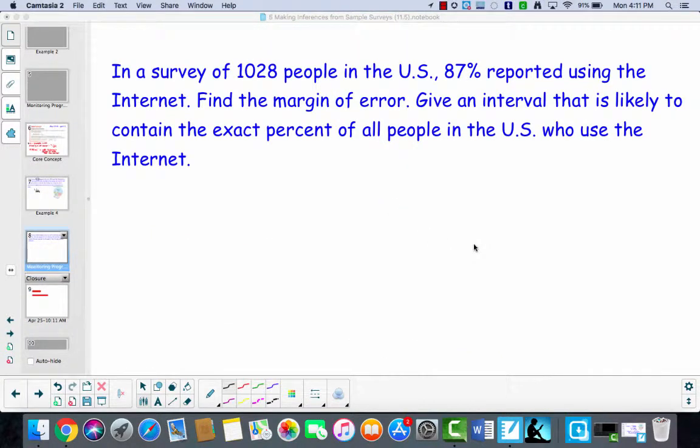Okay, so this next one I want you to try. In a survey of 1,028 people in the U.S., 87% reported using the internet. We want to find the margin of error, and then we want to give an interval that is likely to contain the exact percent of all people in the U.S. who use the internet. You will need to know that margin of error formula. So try this on your own, and we'll check back in just a minute.